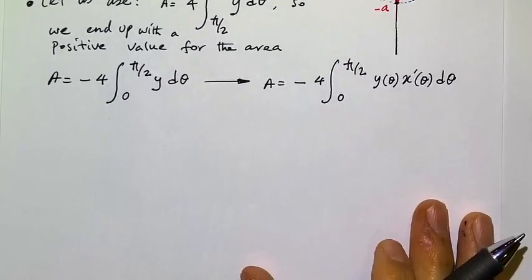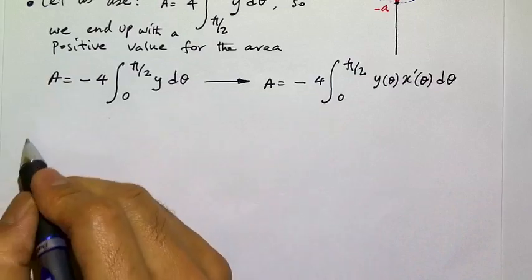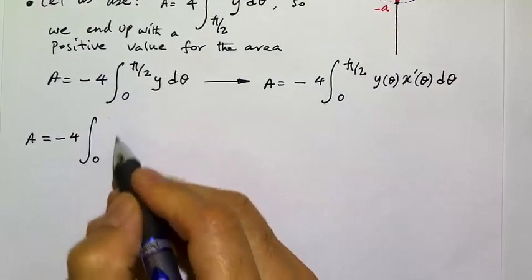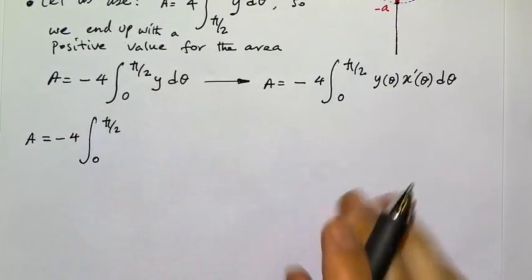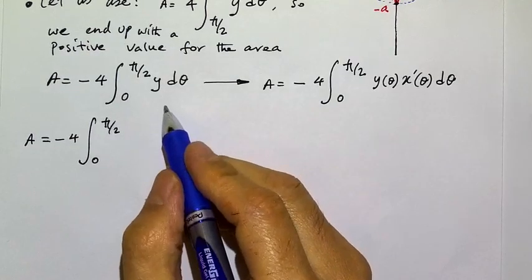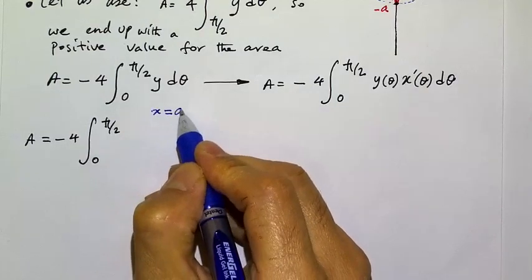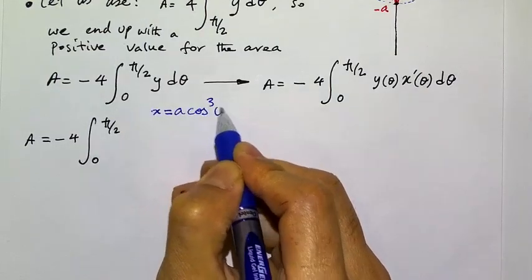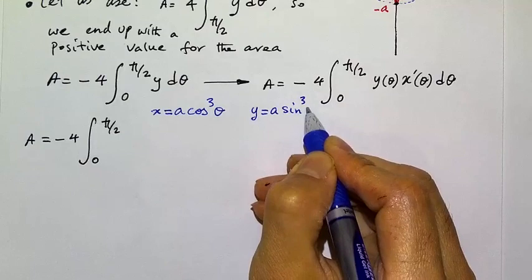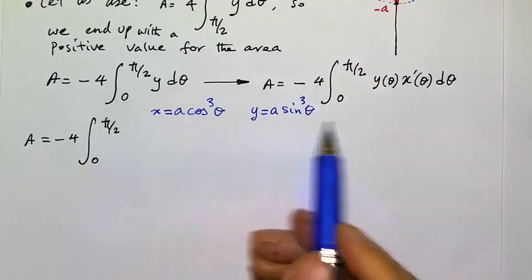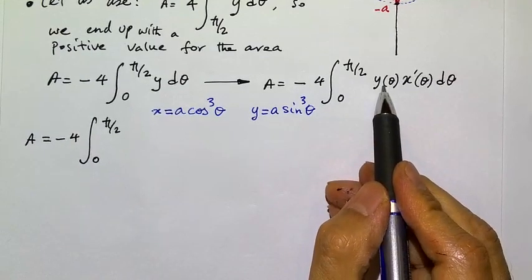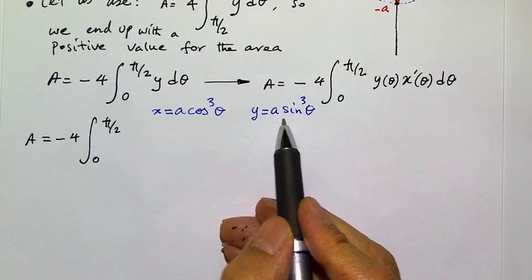Okay, so then what will happen, I will start here. So minus 4 times the integral from 0 to pi over 2. Since it's off the screen, let me write it here so we can look at them. So x equals a cosine cubed theta, and y equals a times sine cubed theta. Now, given these two parametric equations and this integral, let's see. So y as a function of theta is just that. So we need to include that.